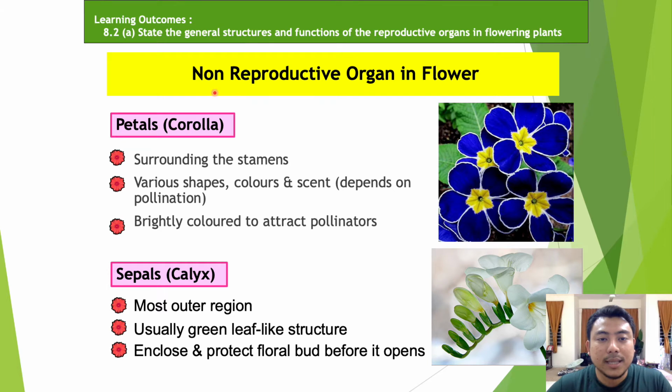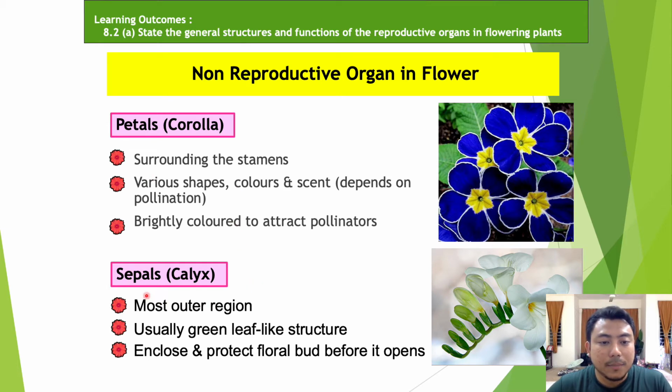So these are the non-reproductive organs in a flower. The petals, the corolla, usually bright in colors, various shapes, and it has scents, means dia ada bau dia, and depends on the pollination. And it is brightly colored to attract pollinators such as bees, wasps, and other organisms. And this was surrounding the stamens.